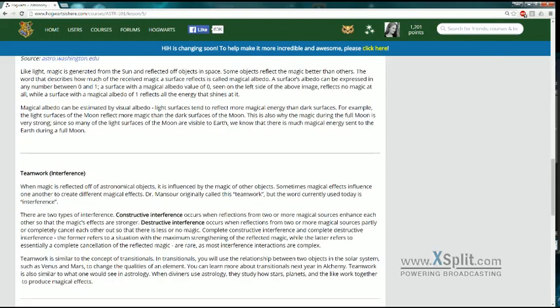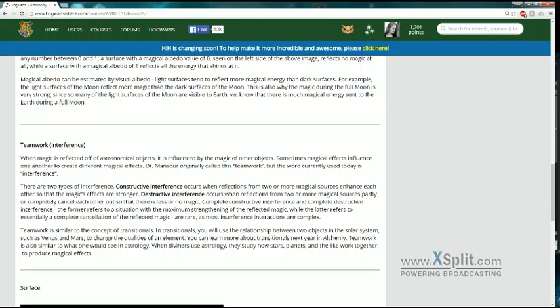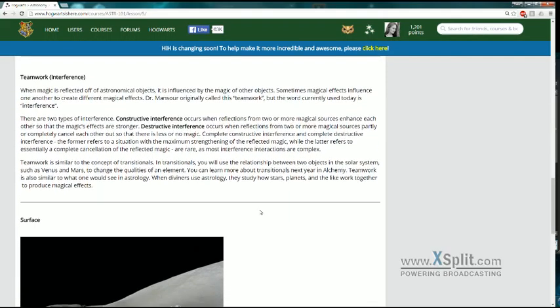Okay, next, teamwork or interference. When magic is reflected off of astronomical objects, it is influenced by the magic of other objects. Sometimes magical effects influence one another to create different magical effects. Dr. Mansour originally called this teamwork, but the word currently used today is interference. There are two types of interference.